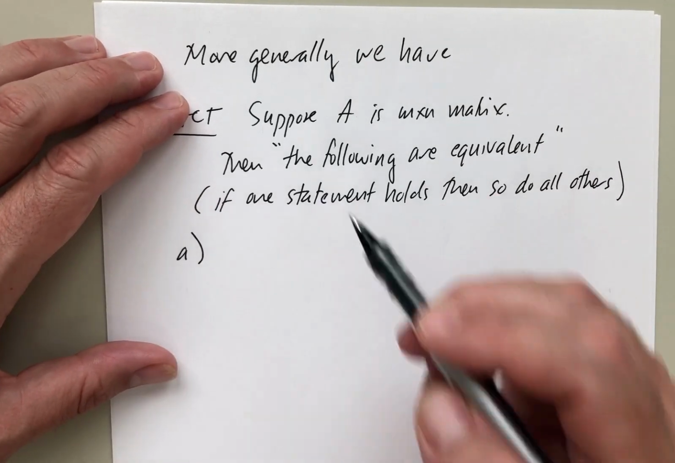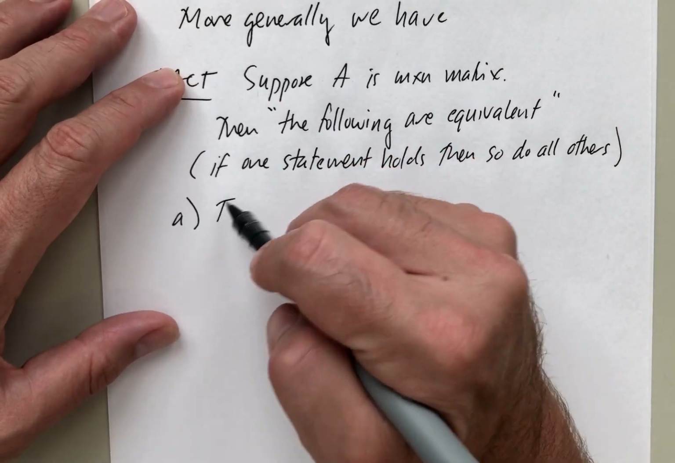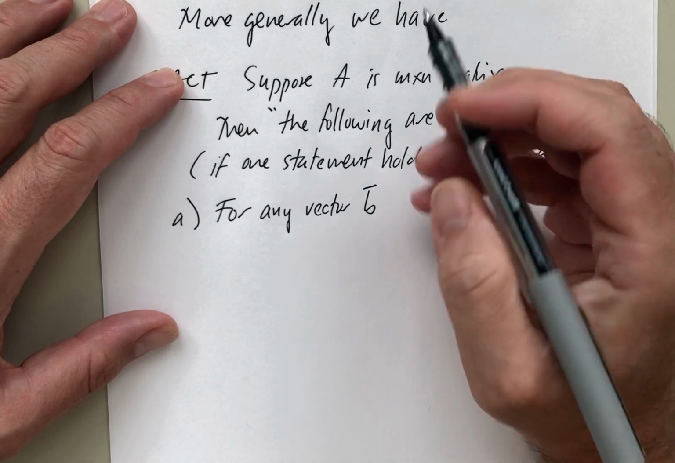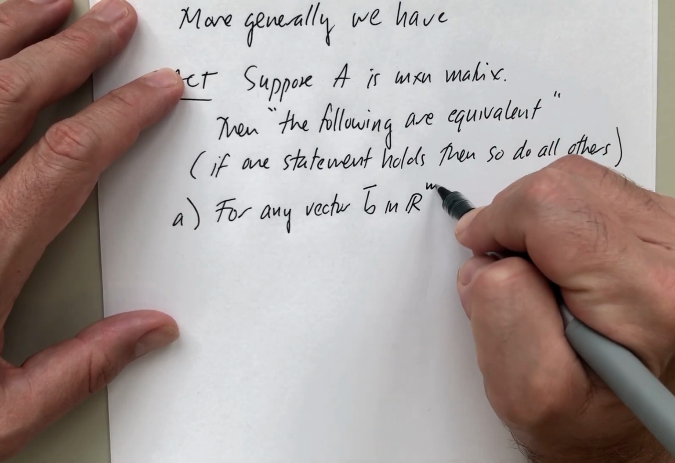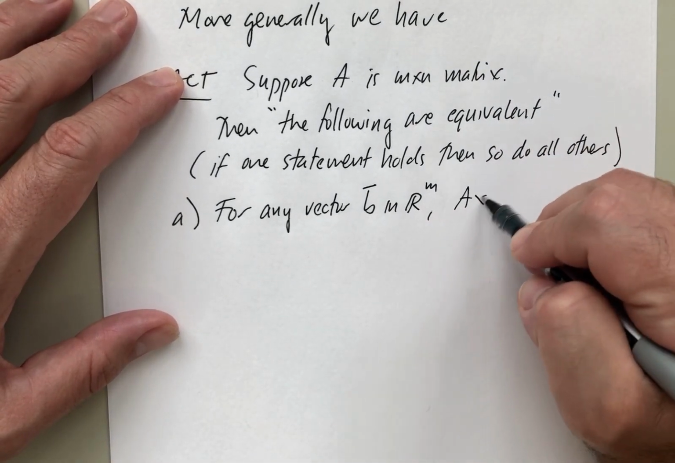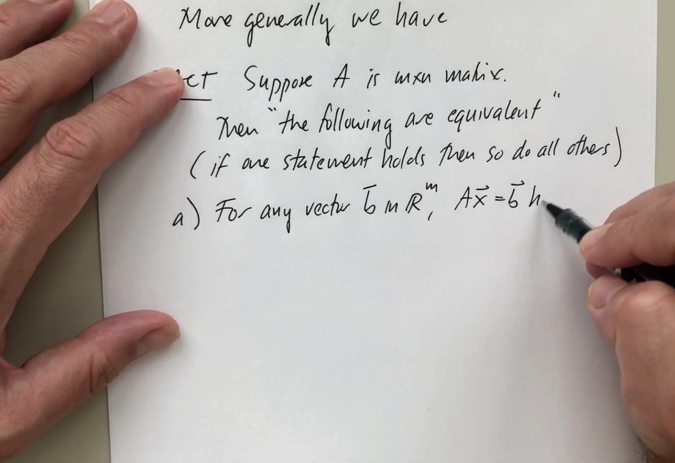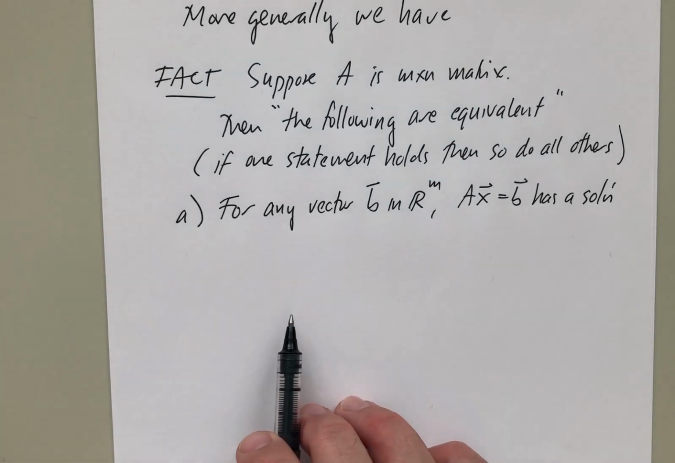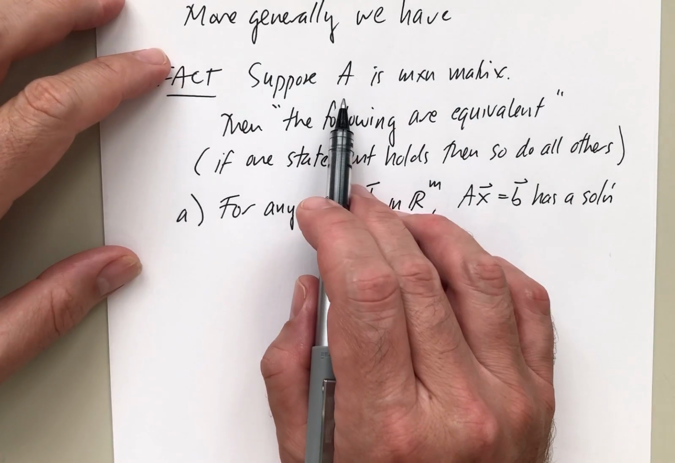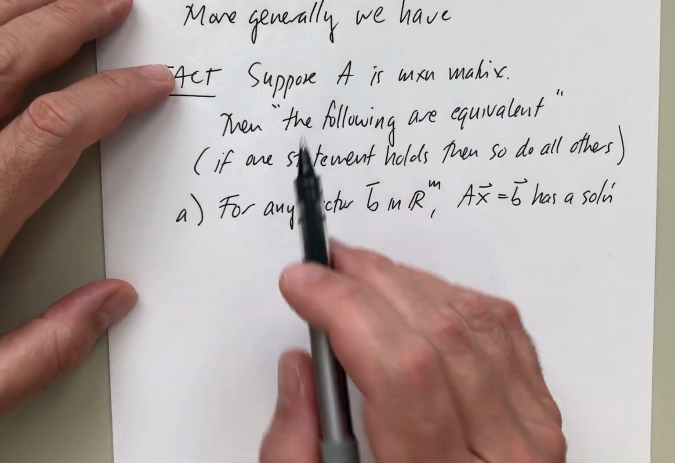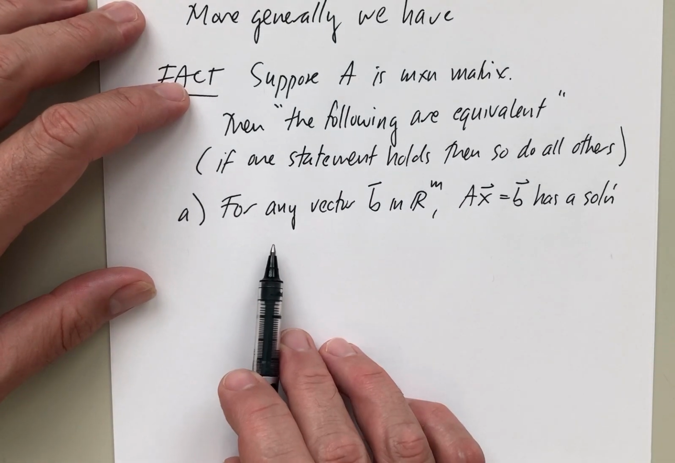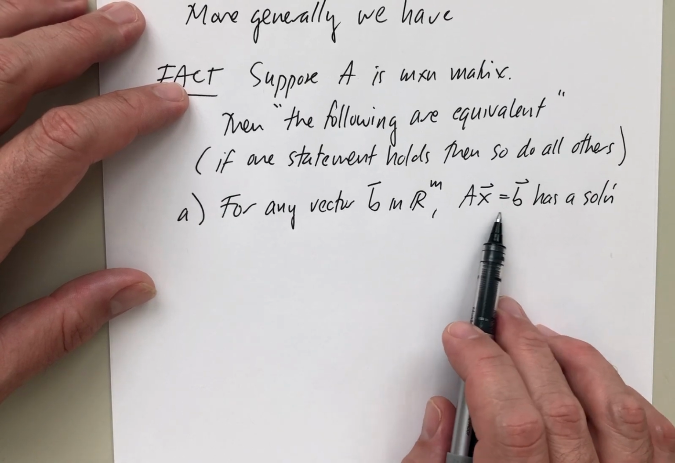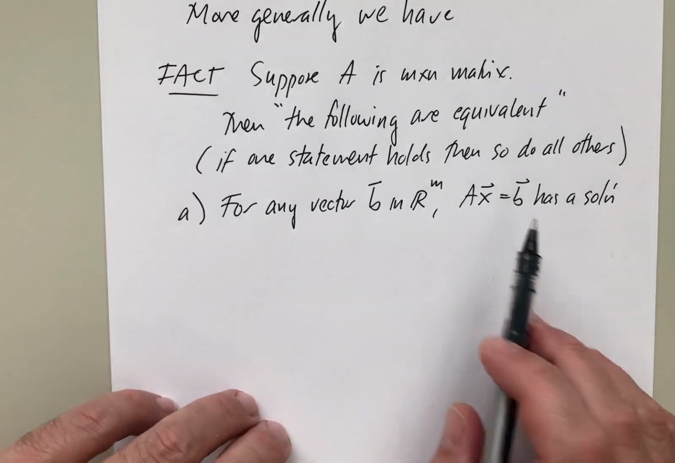So the first one is, for any vector b in Rm, the matrix equation Ax equals b has a solution. So the first condition is saying that no matter which vector you give me, you're thinking about A as some fixed matrix that someone presented to you. And now suppose no matter which vector b you give me, Ax equals b, the matrix equation, has a solution. That's our first condition.